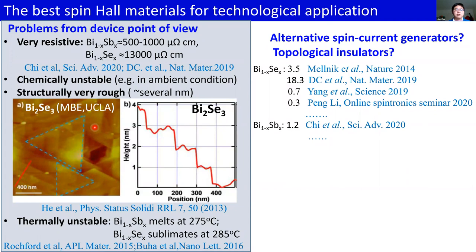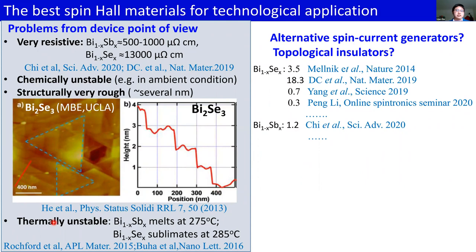You can see there are a lot of triangle structures and a lot of terraces. If you do a line scan, you can easily get several nanometer variation in the thickness, even on a very small scale. The surfaces of the topological insulator films are also pretty rough. The roughness is typically several nanometers.